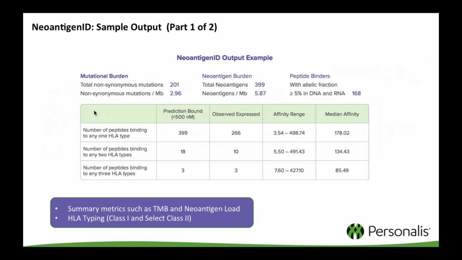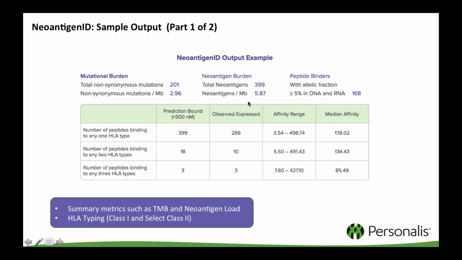So here are some snapshots from our neoantigen ID to give you a sense of the representation of the report out that we deliver. So we provide overall summaries. We report out on mutational burden. Here, 201 total non-synonymous somatic mutations. We also show you the total neoantigen burden, and also peptide binders found at an allelic fraction of 5% or greater in both the DNA and RNA.